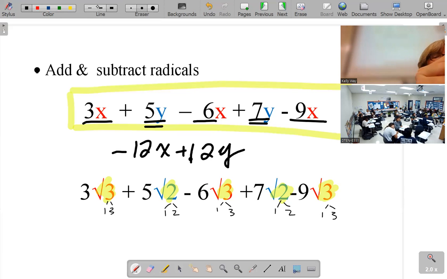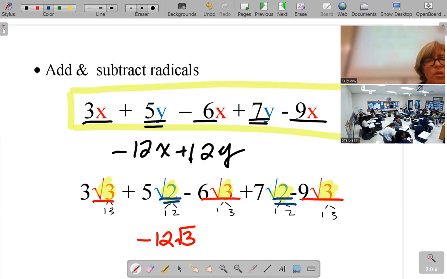Now you simply collect like terms. I'm going to underline all the root 3s, and you collect them just as if they are the x's, which is going to be -12 root 3. And you double underline your next variable, collect like terms, watch your signs, and you are done. That is adding and subtracting radicals.